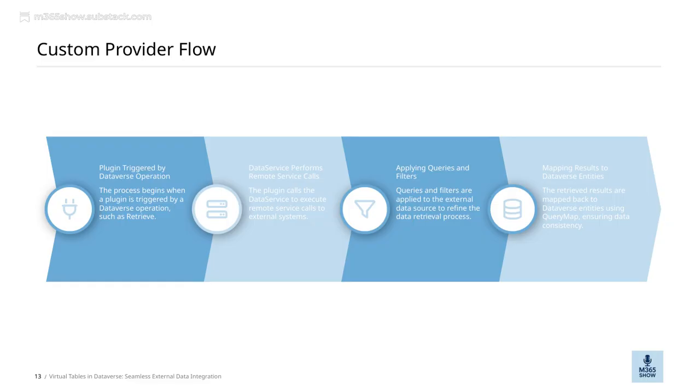schema. Meanwhile, to refine what data we get, queries and filters are applied directly to the external data source. This helps us retrieve only the most relevant data, making the process more efficient. All of this ties into the overall theme of seamless external data integration using virtual tables in Dataverse. The flow is designed to be smooth and consistent, connecting external systems with Dataverse effortlessly.